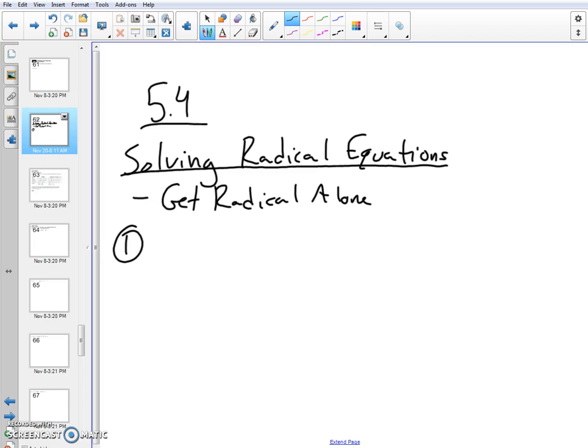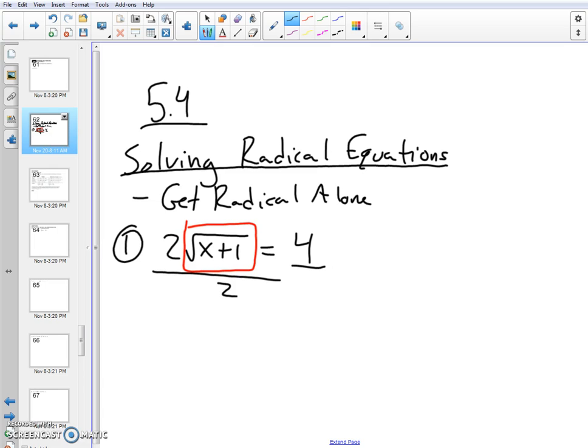So the first one, we have 2 times the square root of x plus 1 equals 4. So my initial goal here is I want to get that radical by itself. So I'm going to divide each side by 2. So I now have just the radical alone. 4 divided by 2 is 2 here.